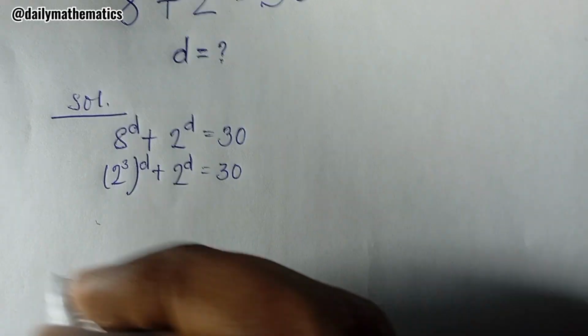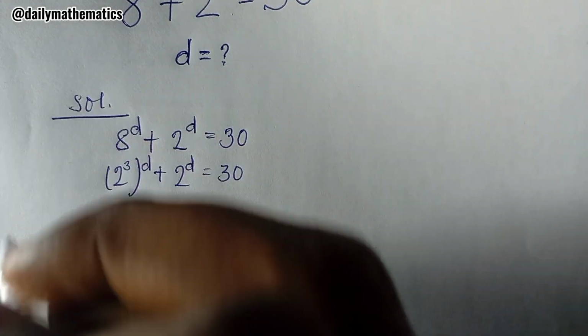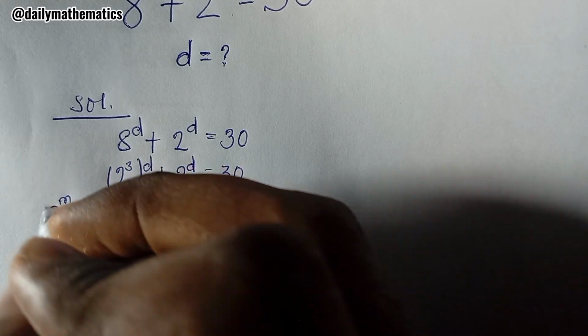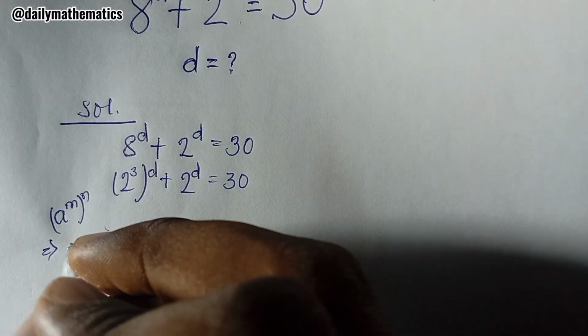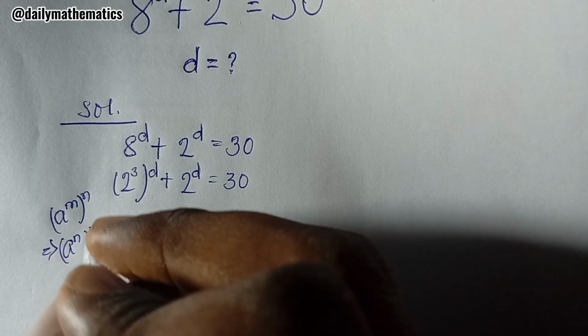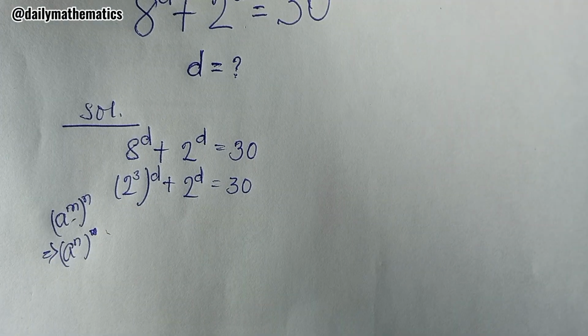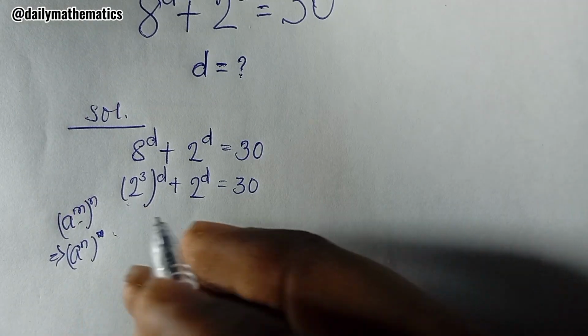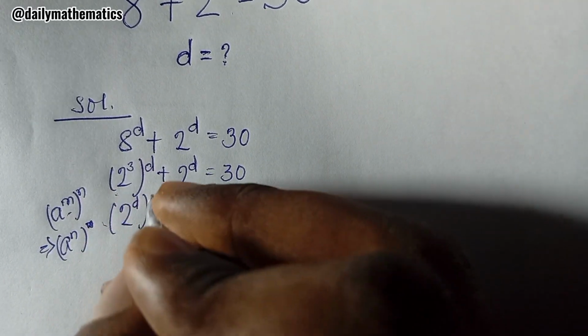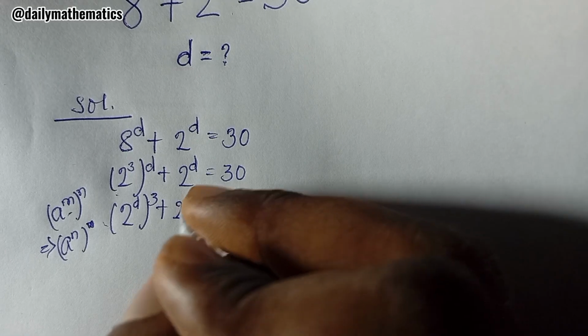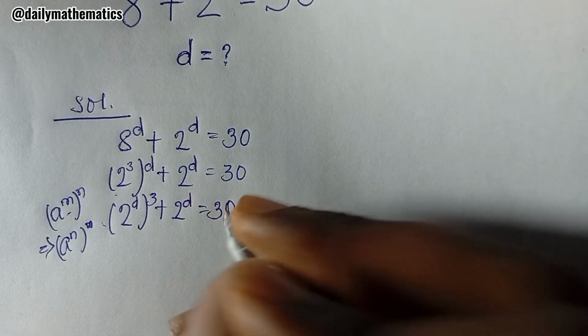Remember in our laws of exponents, a raised to the power of m, raised to the power of n, can also be written as a raised to the power of n, raised to the power of m. The powers can be interchanged. So from here, we interchange the powers, and we'll have 2 raised to the power of d, raised to the power of 3, plus 2 raised to the power of d equals 30.